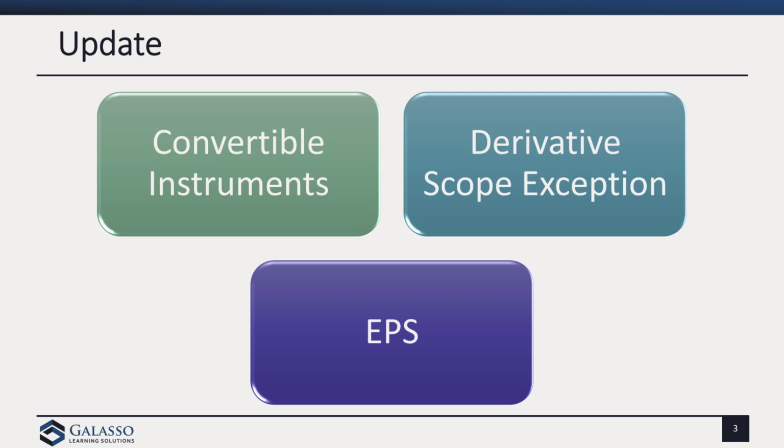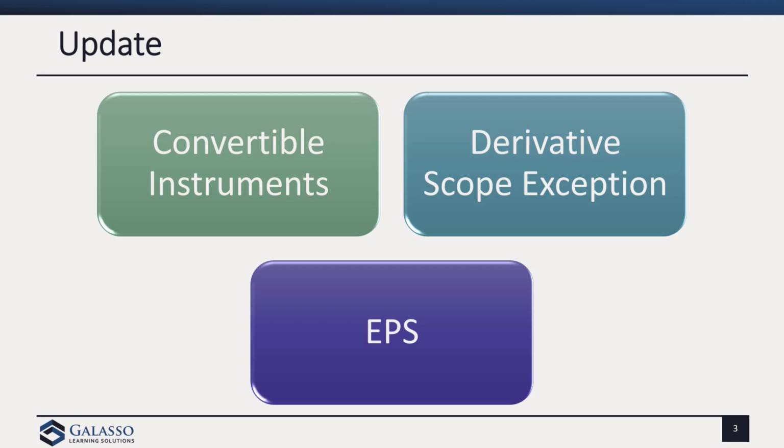Now, currently, again, we have 5. We have the embedded derivative model, which is going to stay, which is in topic 815, to account for convertible debt instruments with embedded conversion features that are not clearly and closely related to the host contract, but that meet the definition of a derivative, but do not meet the criteria for a derivative scope exception.